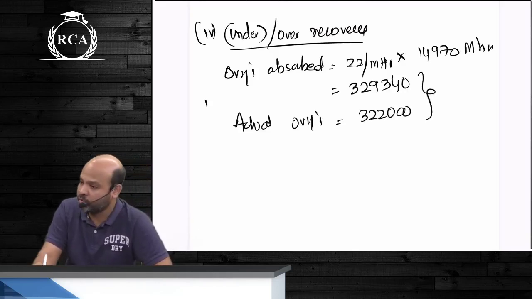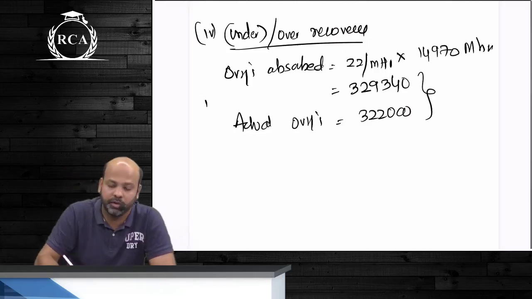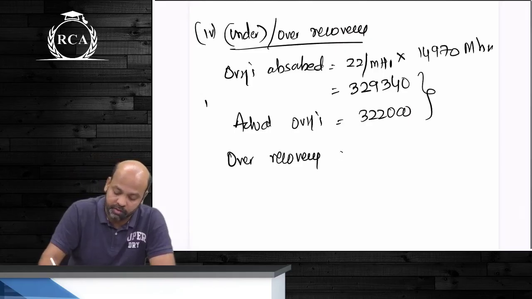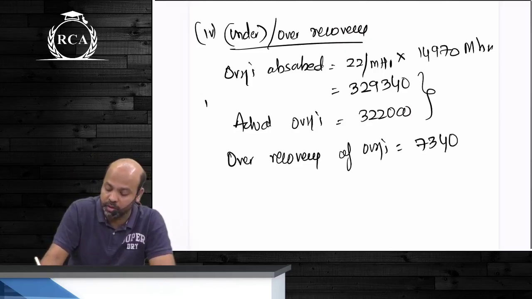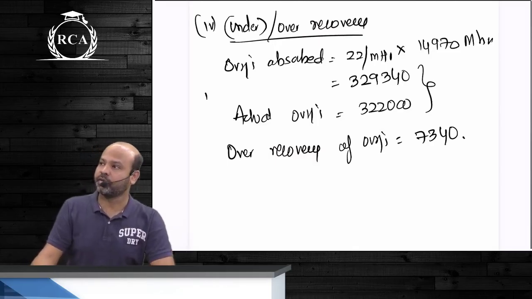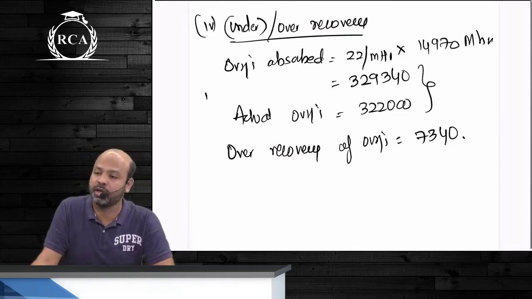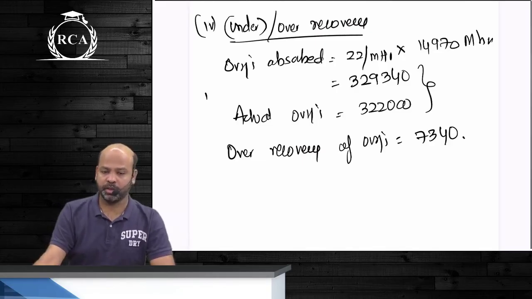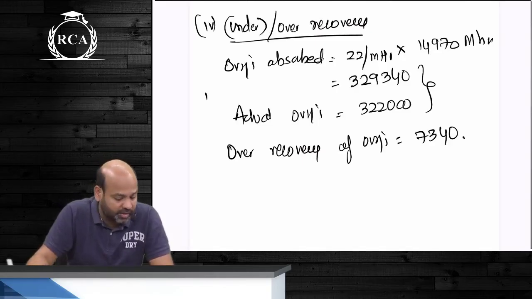Did we absorb less or did we absorb more? We have absorbed more. So will this be a case of over recovery of overheads or under recovery? So over recovery of overheads guys will be equal to, how much is the amount, beta? 7,340 rupees. Over recovery of overheads is 7,340 rupees.